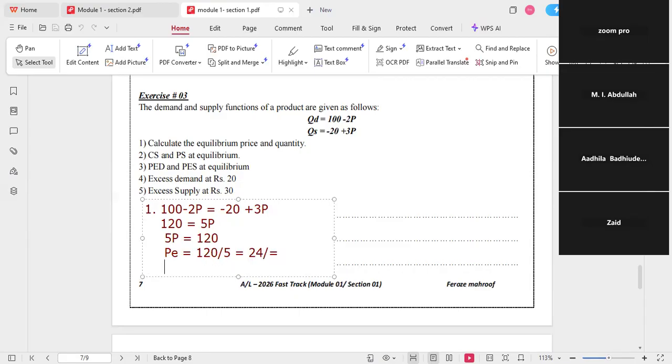Then you have to find out the equilibrium quantity. So when you find the equilibrium quantity, you can substitute the equilibrium price either in the demand equation or in the supply equation, right?